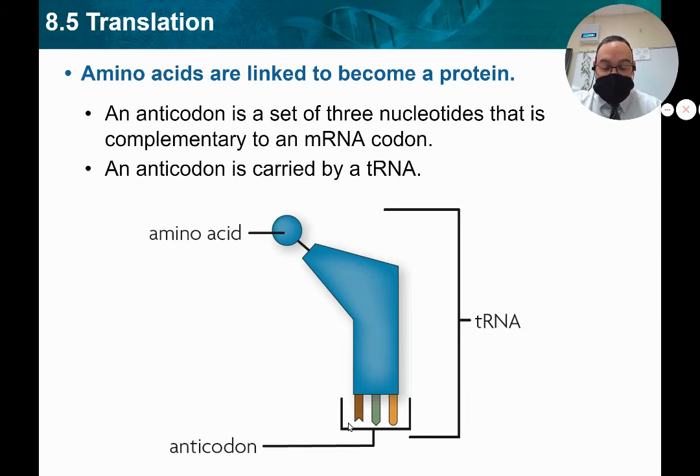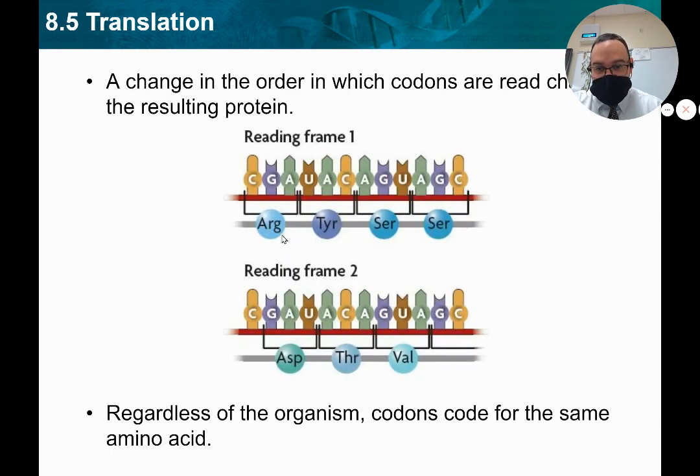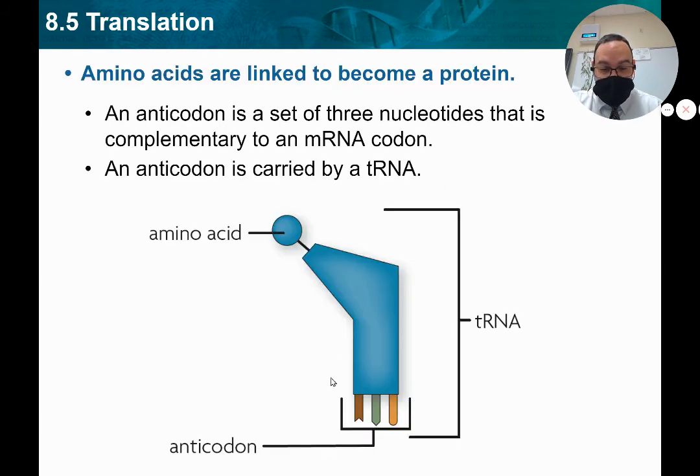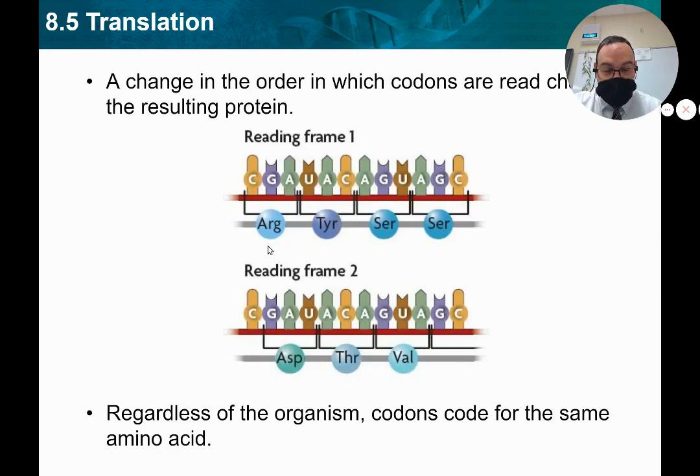Every tRNA in every organism all over the planet with G C U has the same amino acid. It has arginine. So every GCU that exists on the planet, in every organism from insects to anything you think of that makes proteins, will have arginine up here on the tRNA. The anticodon and the amino acid match. That's why it's so predictable.